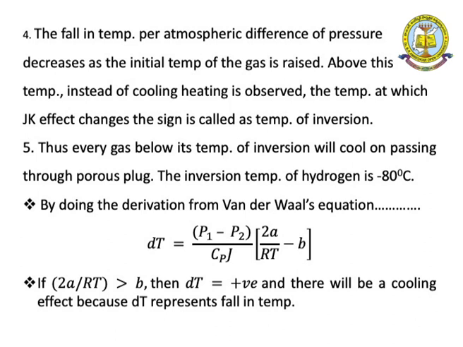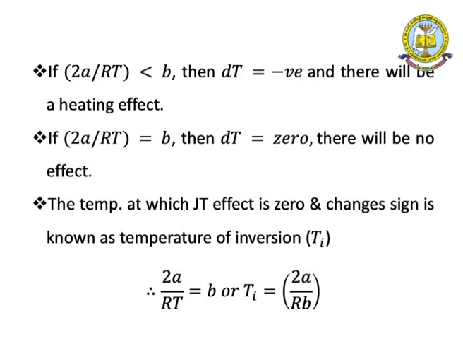Next, if 2a by RT is less than the b value, then the change in temperature is negative. If it is negative, a heating effect is going to take place. If 2a by RT equals b, then by substituting you will get the dT value as 0, so there will be no effect: the gas experiences neither a cooling nor a heating effect. The temperature at which the Joule-Thomson effect is 0 and changes sign is known as the temperature of inversion, denoted here by Ti.